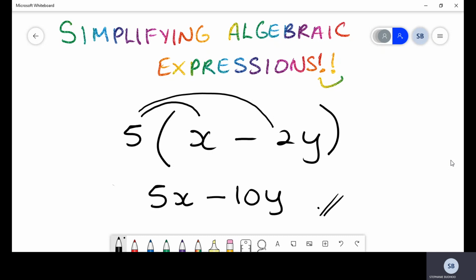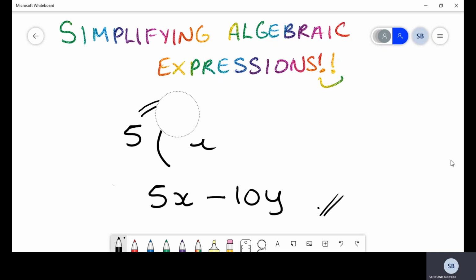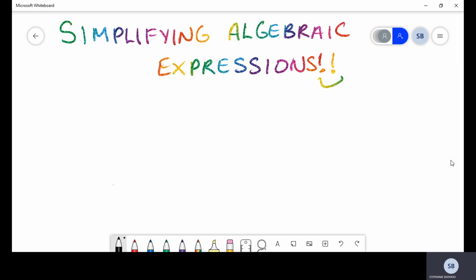Let's look at a third example. What about if we have brackets raised to a certain power? For example, very common, x subtract 3 to the power of 2. There's two ways you can do this. One is a long way using the FOIL method, and the other is a shortcut.